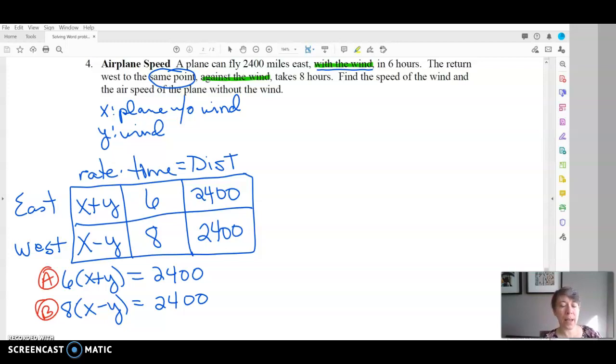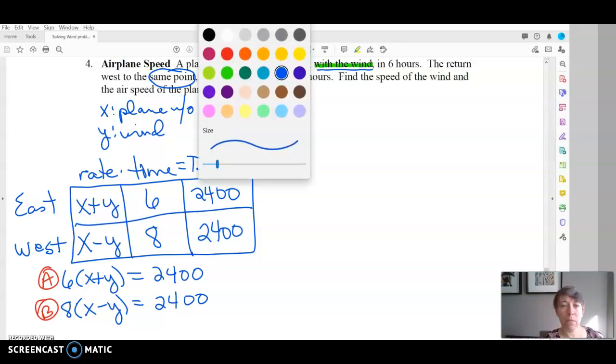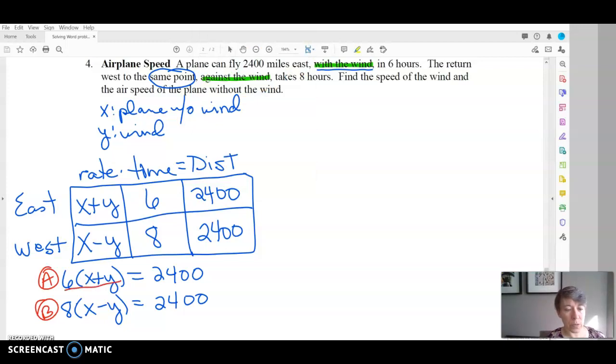So if we divide in equation A, we go ahead and divide both sides by 6. I know I'm kind of squeezing it in there. If we divide both sides by 6, that means our equation A is going to end up being x plus y equals, 6 goes in there 400 times.